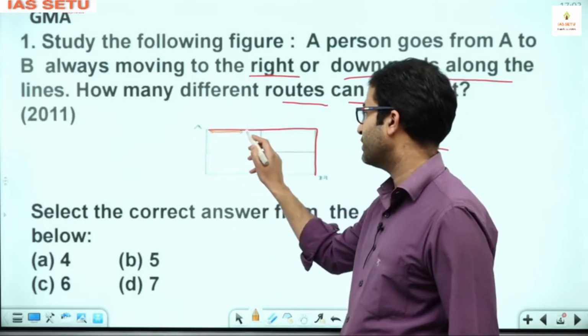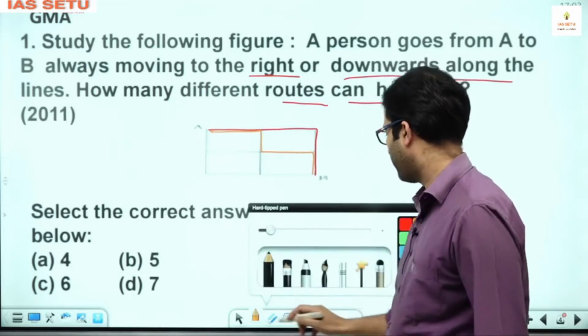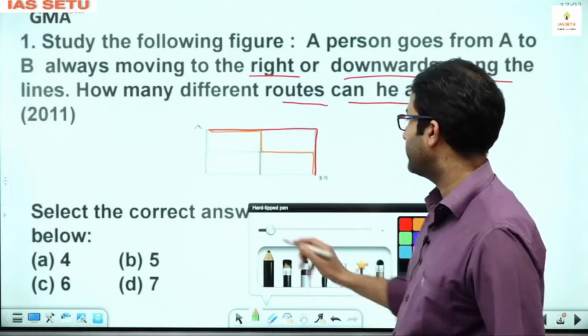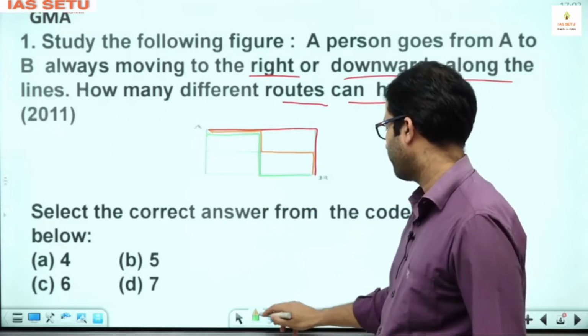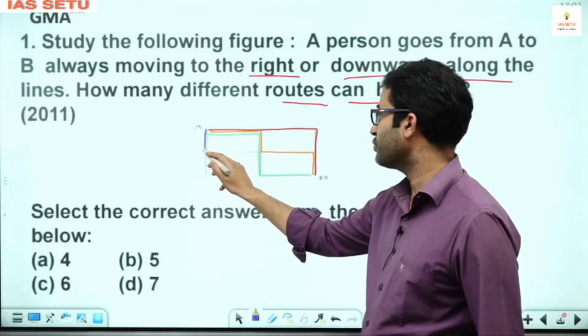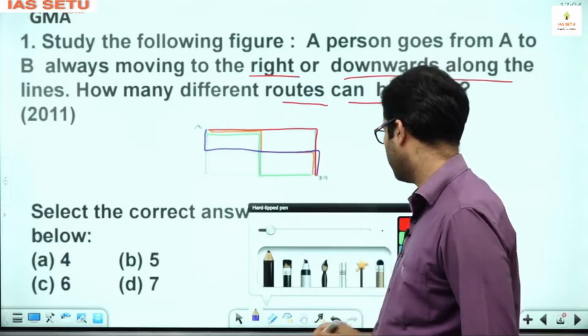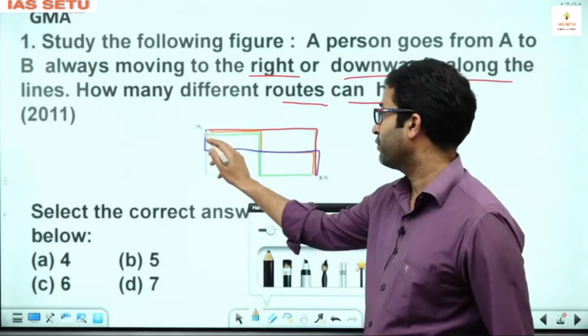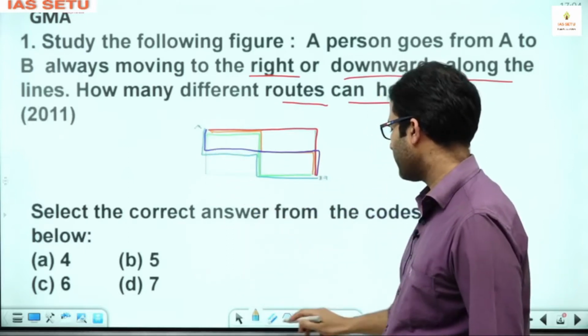Second route is like yellow one, this thing, right and down. Third is green. Fourth one is blue. Some student, they miss this one. This is also possible. Blue one. Then next is fifth. And the last one is six.